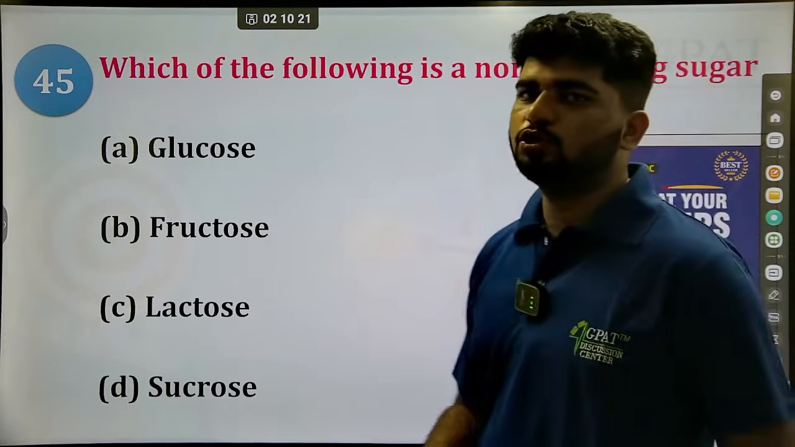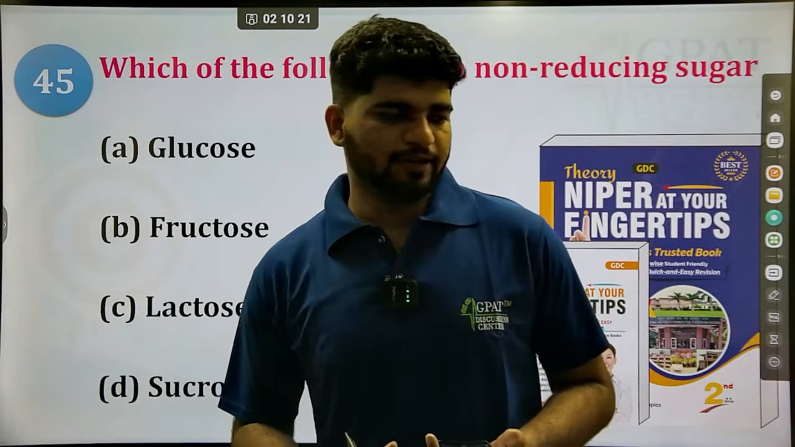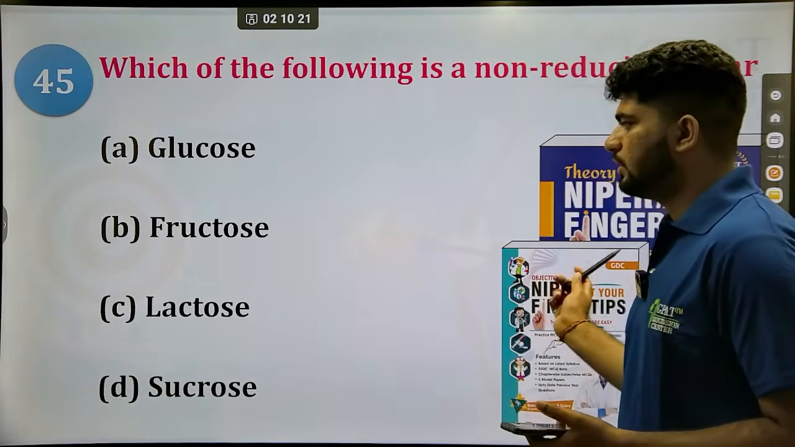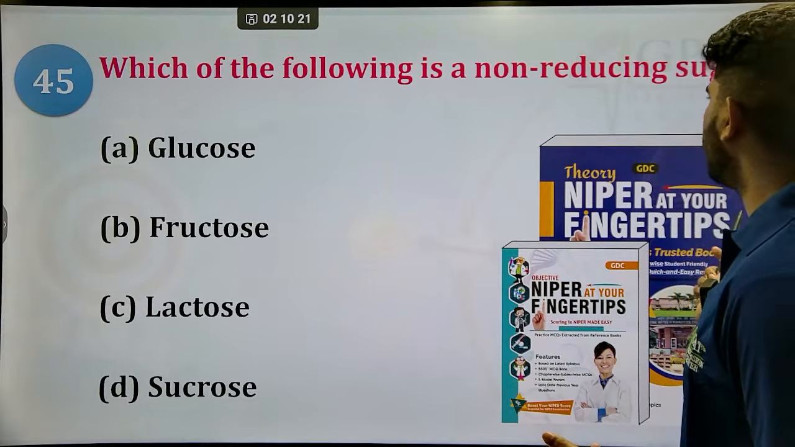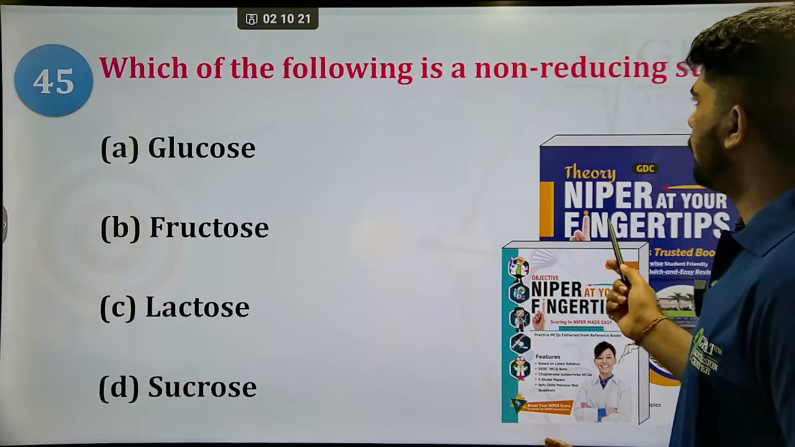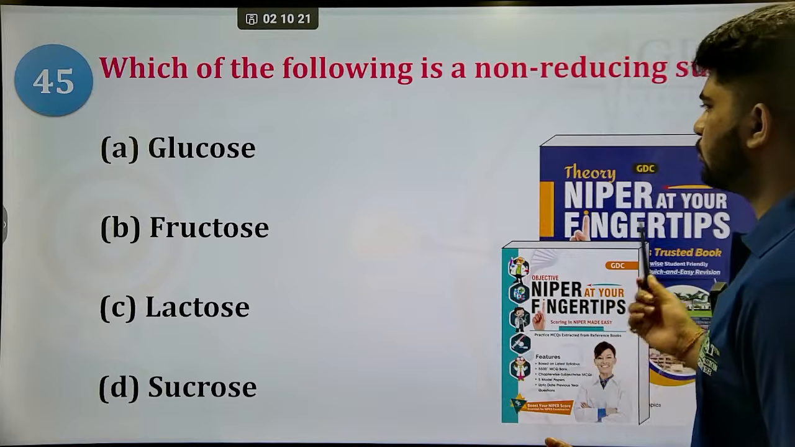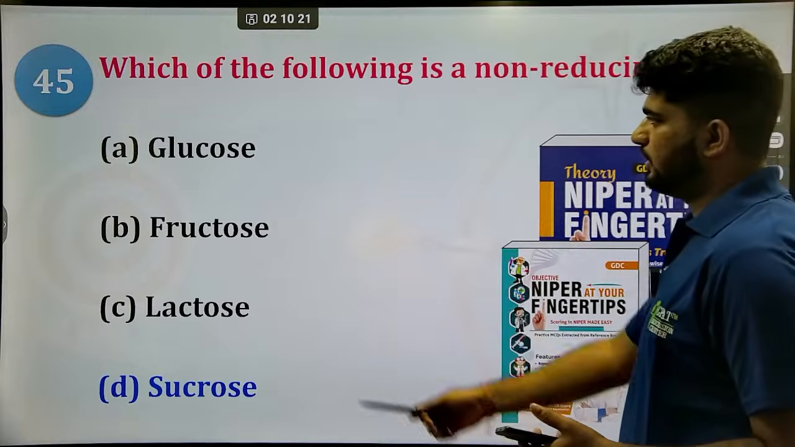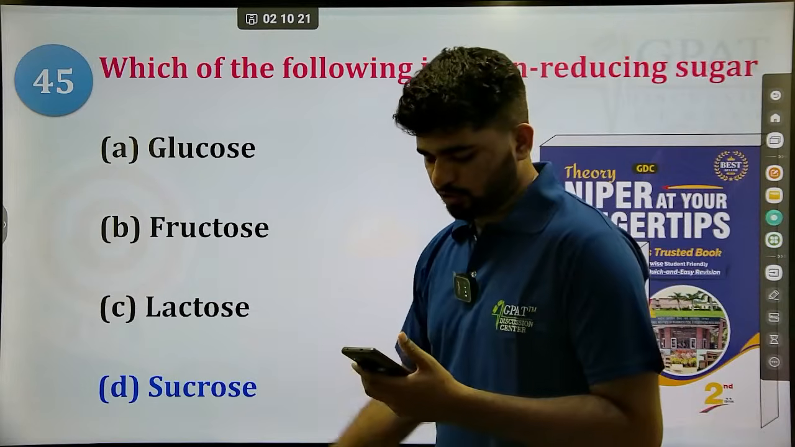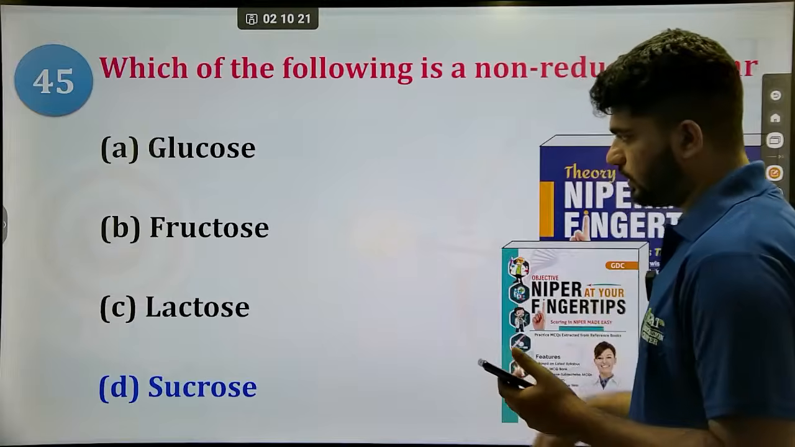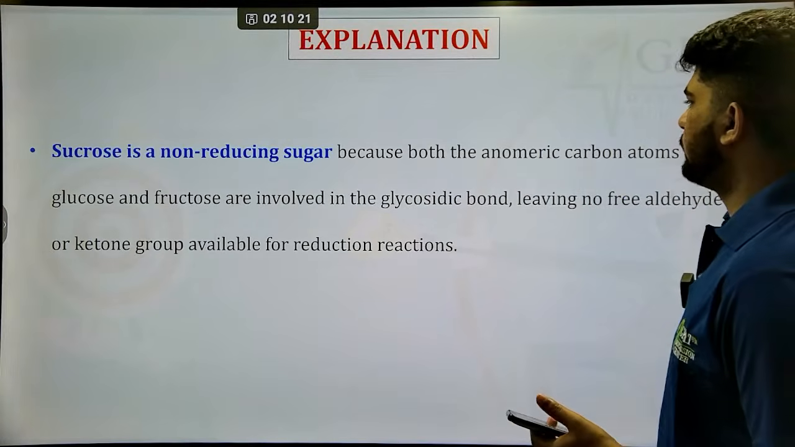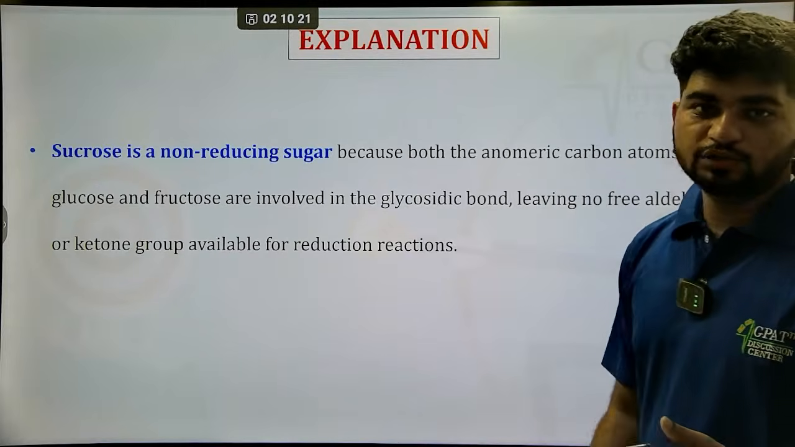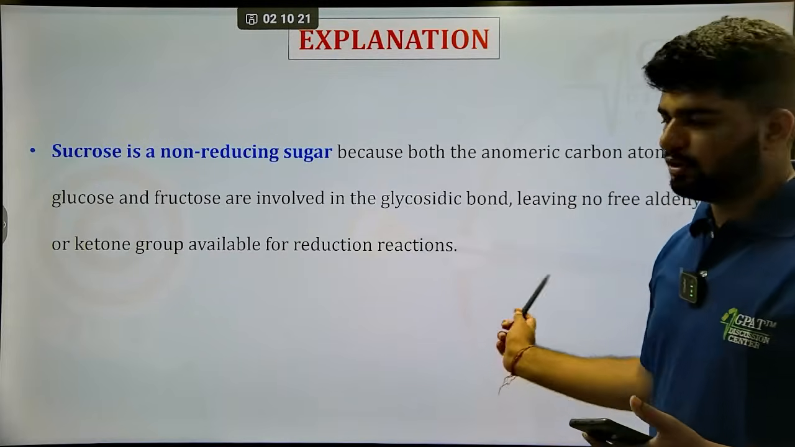Non-reducing sugars are ones which do not give a positive Fehling test. So these are the non-reducing ones. Sucrose would be your correct answer. By the way, glucose, fructose, and lactose are all reducing sugars. But sucrose is your non-reducing sugar. Apart from sucrose, trehalose as well is a non-reducing sugar.